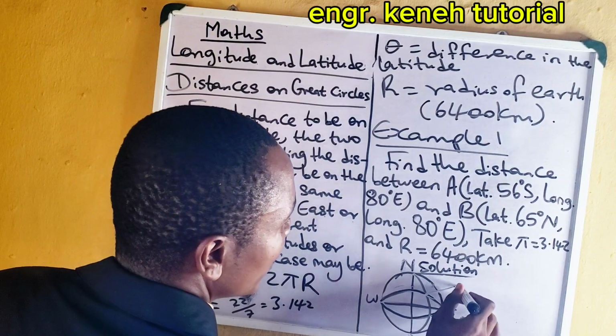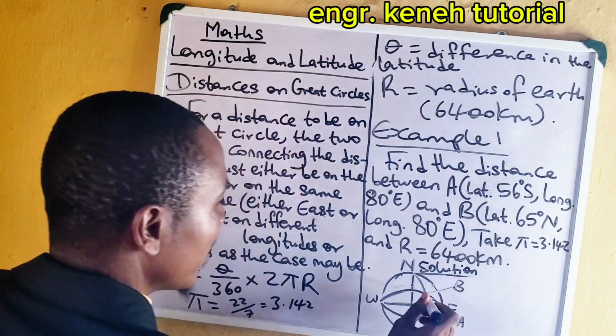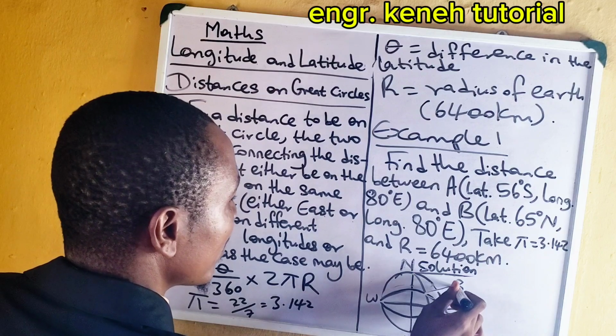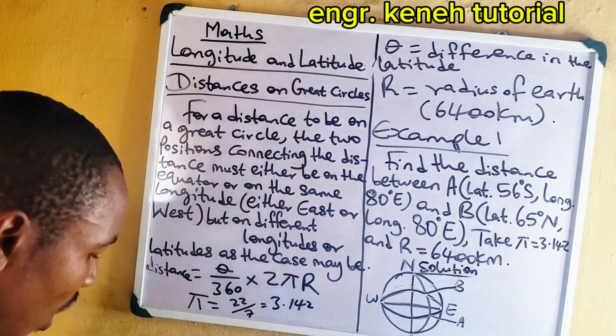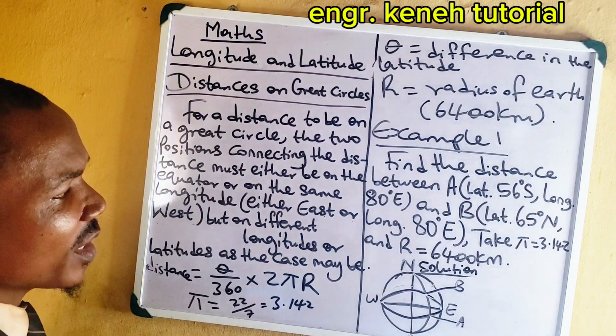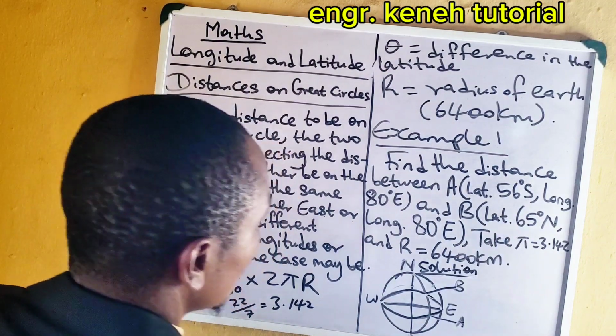So look at point B here. Can you see point B? This point is point B. This place is point A. All right. When you look at this now, you notice that they have common longitude.